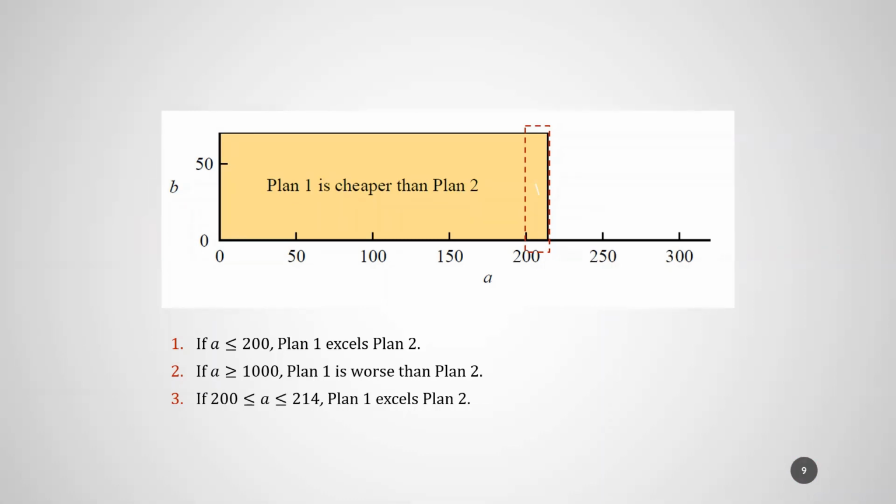So the union of these 3 areas, or let's say 2 areas, because the case number 2 is not included, will result in the desired region in which plan 1 is cheaper than plan 2, so it is more desirable.